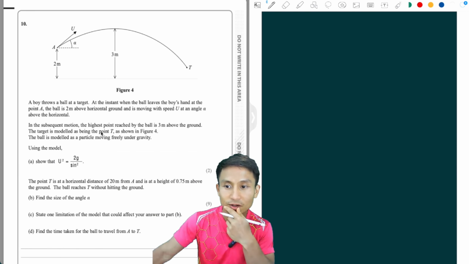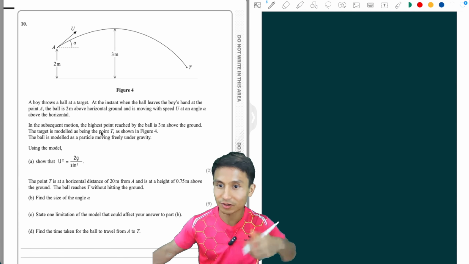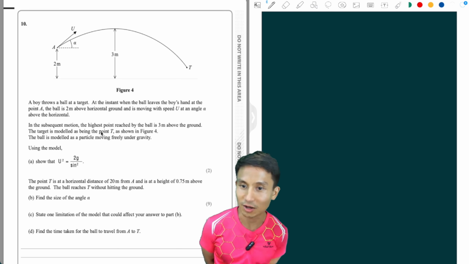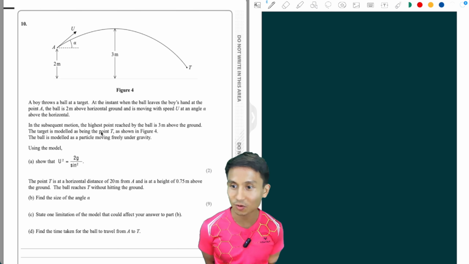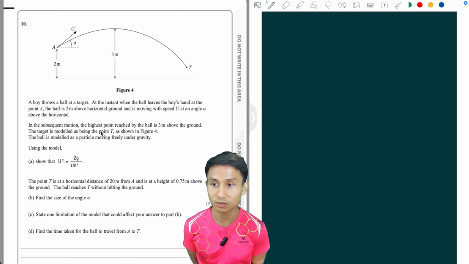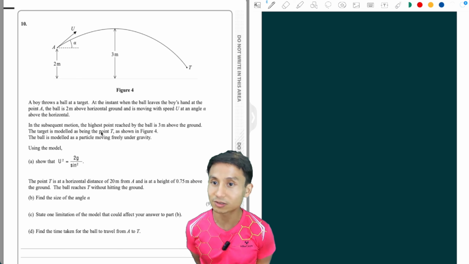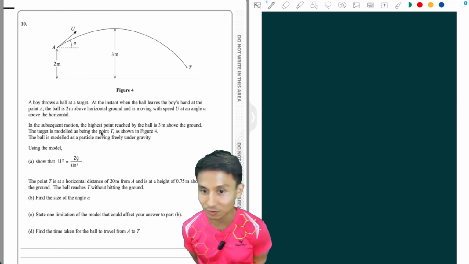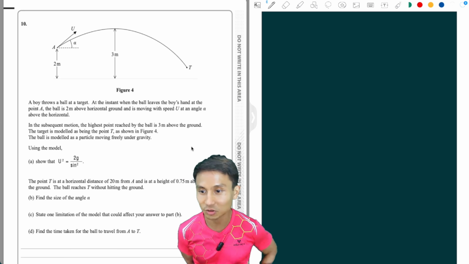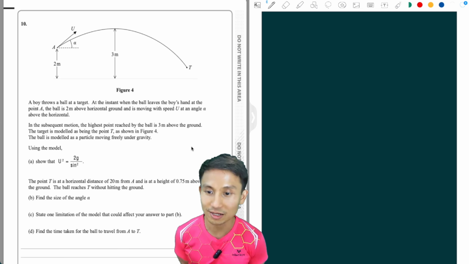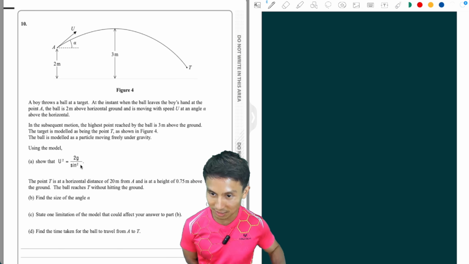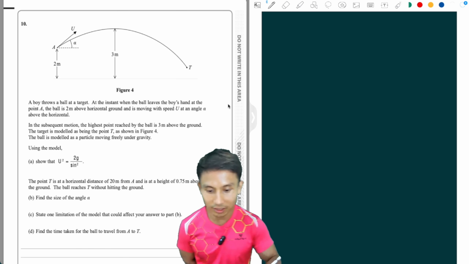A boy throws a ball at the target. At the instant when the ball leaves the boy's hand at the point A, the ball is 2 meters above the ground and is moving with the speed u at an angle alpha above the ground. In the subsequent motion, the highest point reached by the ball is 3 meters, right? So from 2 meters to 3 meters, that's 1 meter displacement above the ground. The target is modeled as being the point T, as shown in figure 4. The ball is modeled as a particle moving freely under gravity. Using the model, A, show that... Okay, I believe this is missing an alpha here, right? So we're going to show that first.